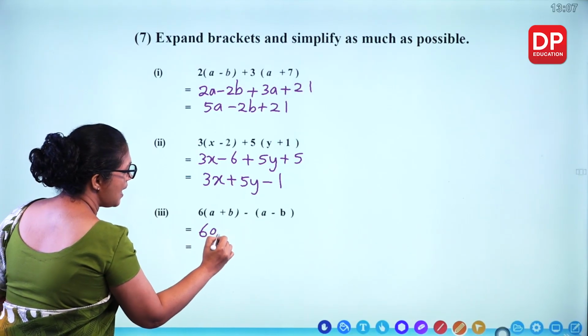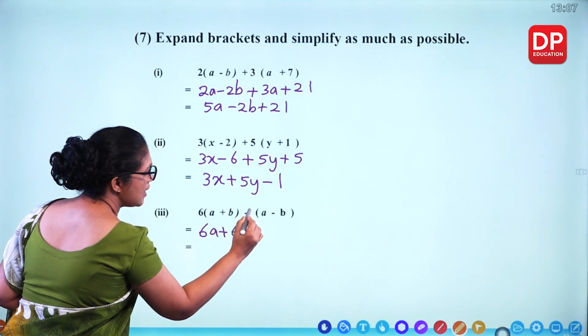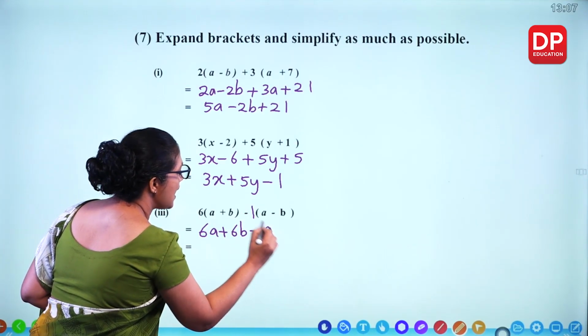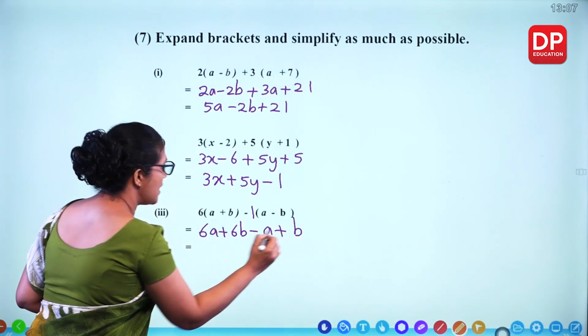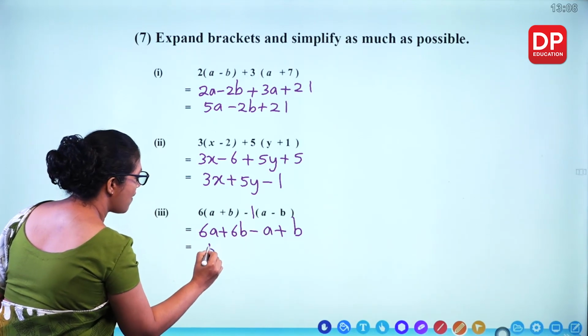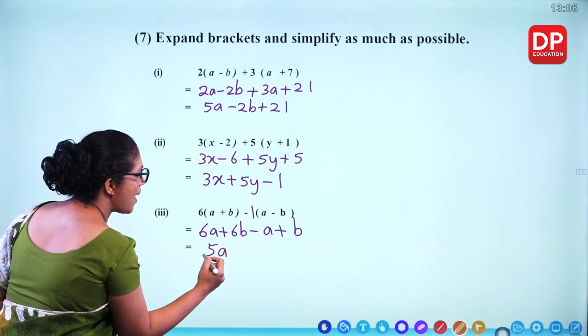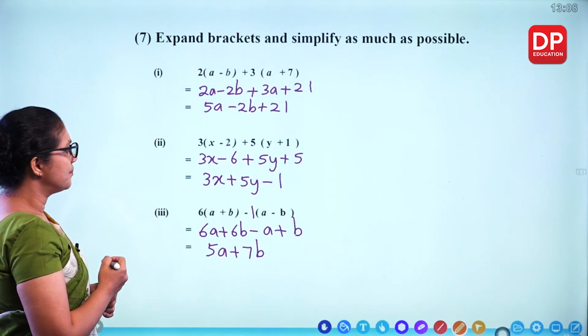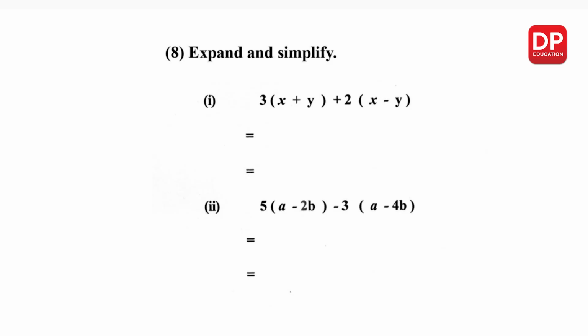Here 6a plus 6b. Here nothing means this is like 1. Minus a plus b. 6a minus a, 5a. 6b and b, it's 7b.